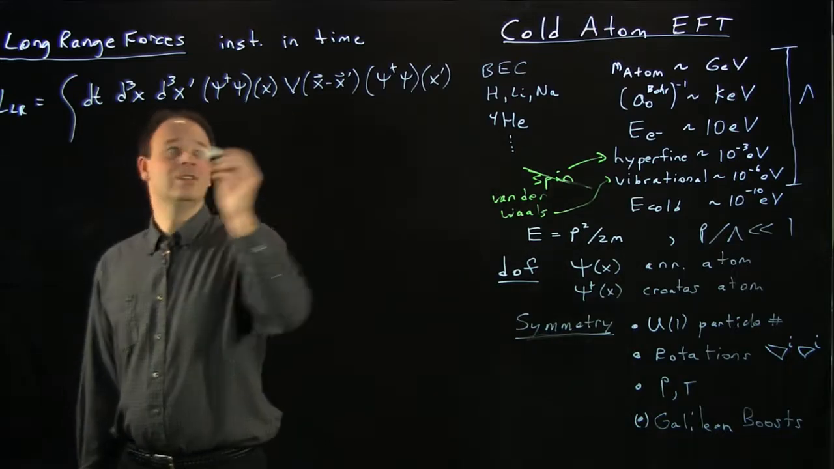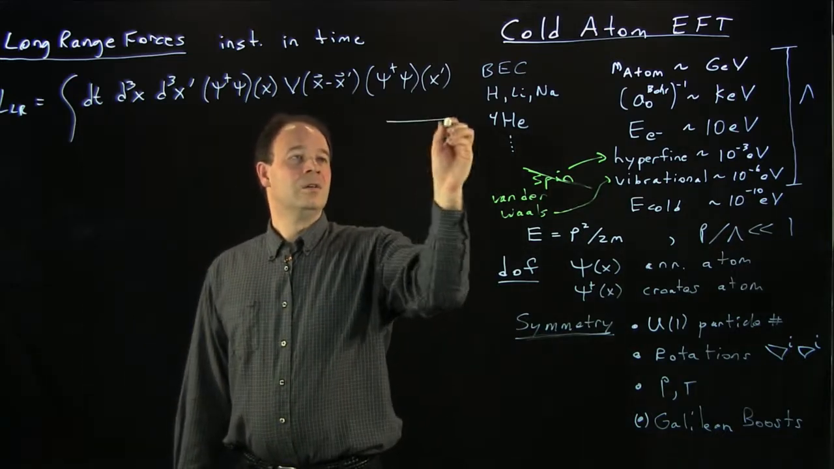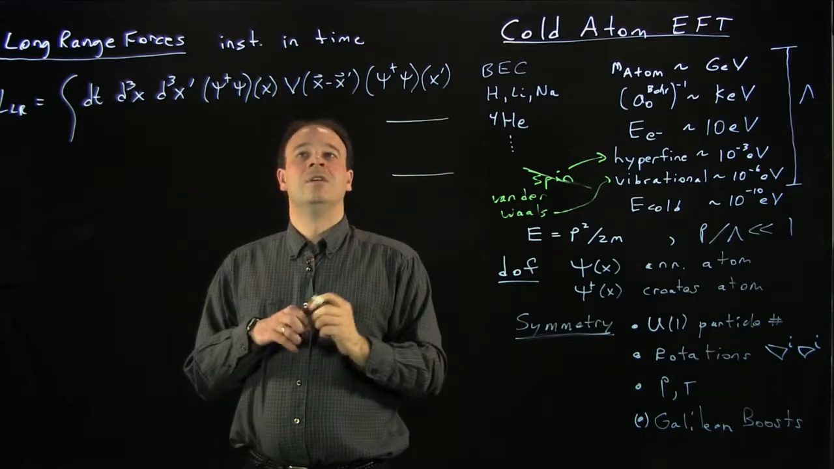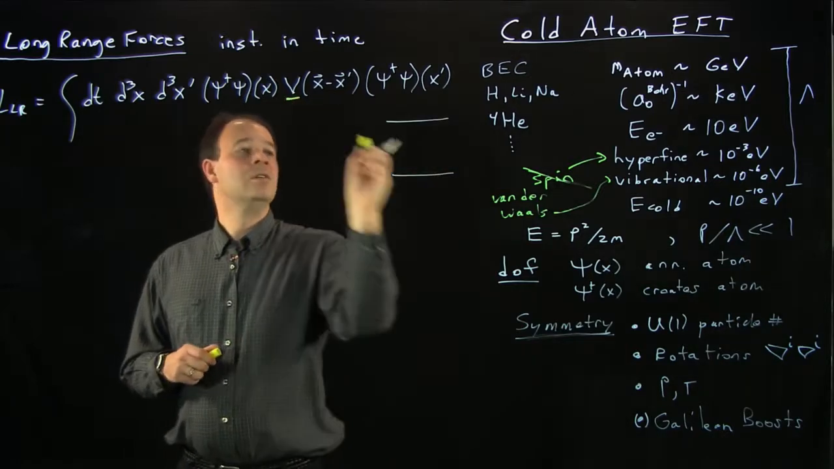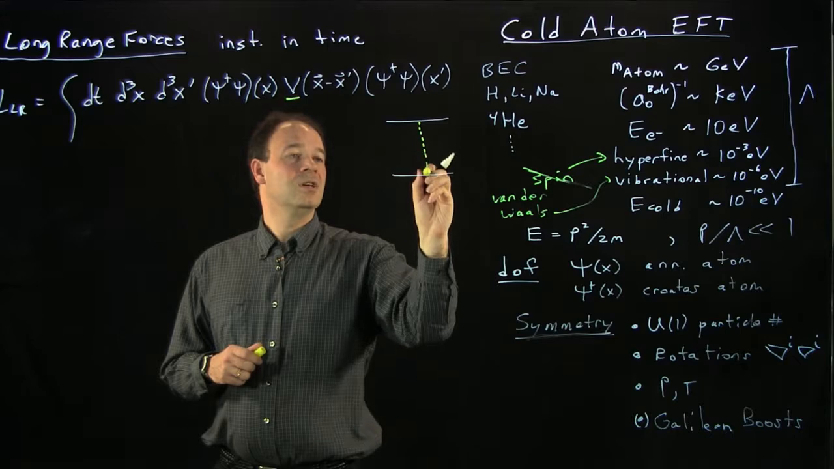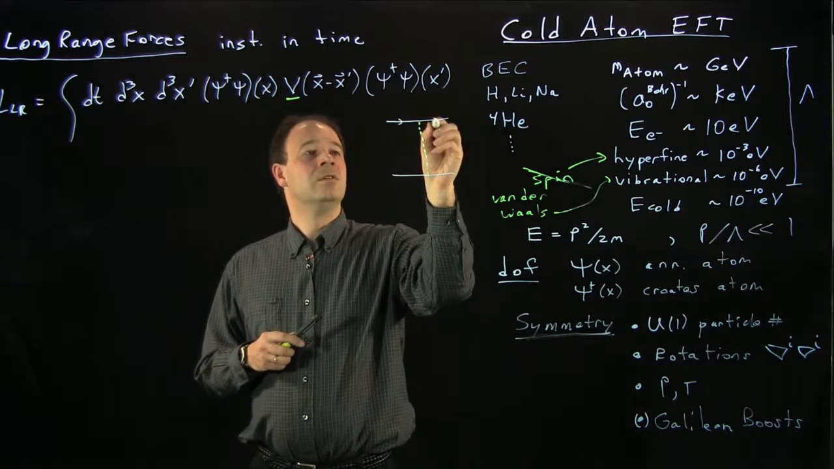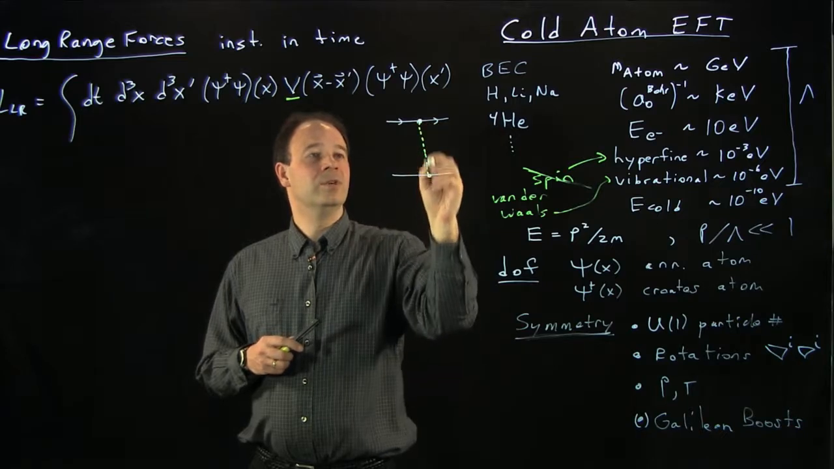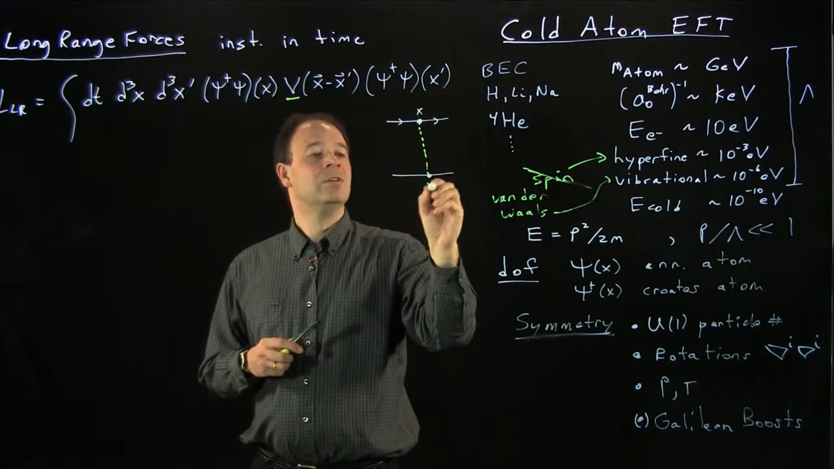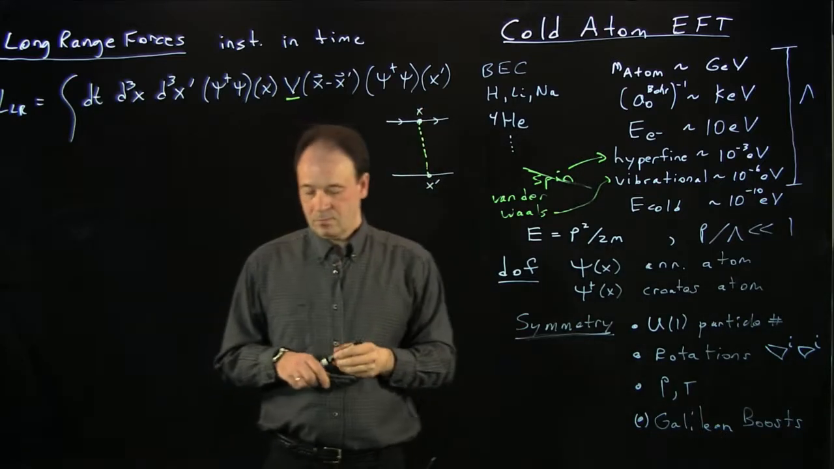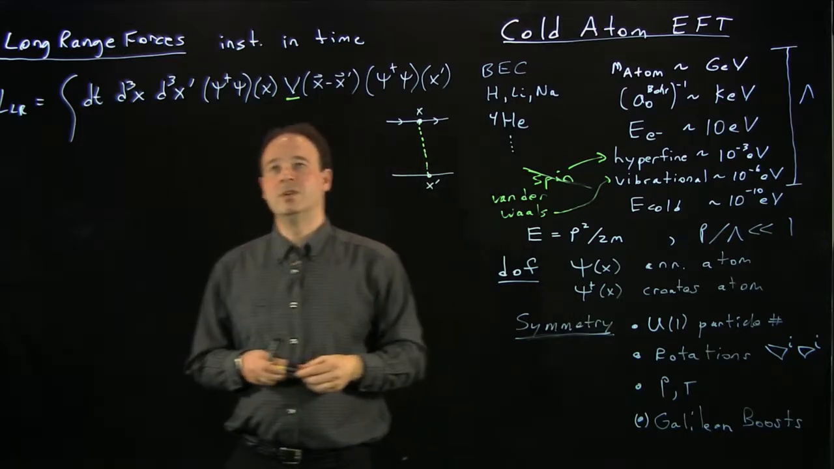So this is an interaction that we could draw as follows. And then this potential here is an exchange between those two sets of fermion fields. And then these are the points that we're labeling x and x prime. OK, so this is what we mean by a long-range force.